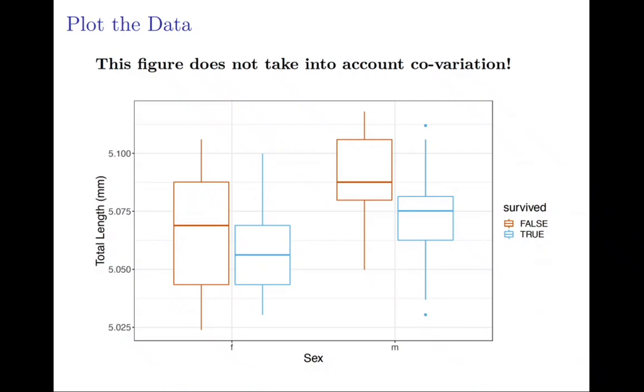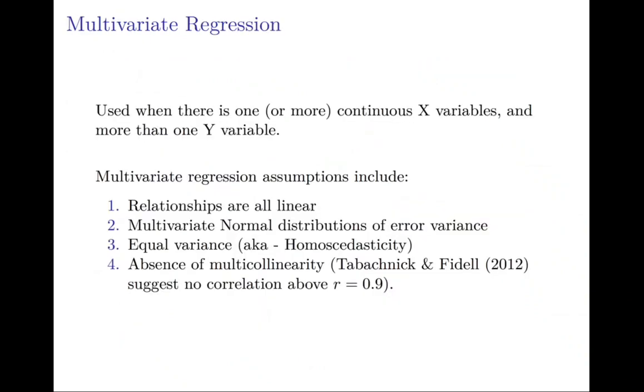plotting multivariate data can be really complicated, which is why we're going to talk about ordination next week. But for now, with these, I just wanted to point out that it can be challenging. And so moving on to multivariate regression. So here, this is used when there's one or more continuous x variables and more than one y variable. So right, a matrix of y's.